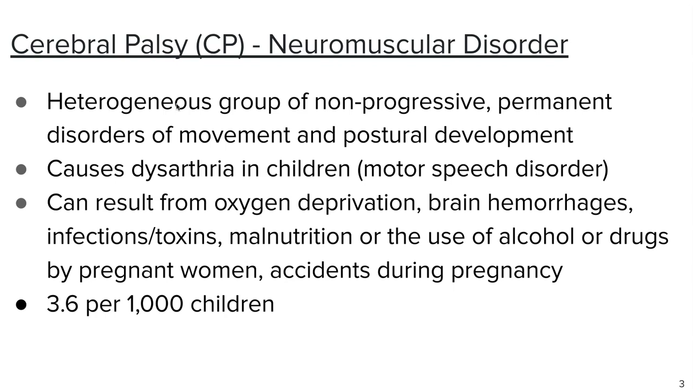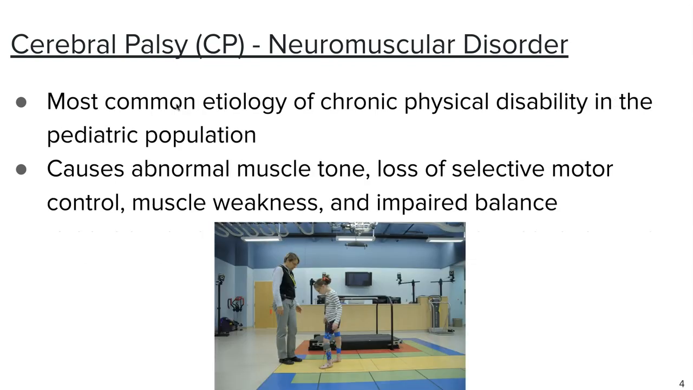This can result from oxygen deprivation, brain hemorrhages, infections, toxins, malnutrition, alcohol or drugs during pregnancy, accidents during pregnancy. So pretty much the same as most of our disorders in our field. About 3.6 children per 1,000 children are going to have CP. It's the most common cause of chronic physical disability in children. And it's going to cause abnormal muscle tone.